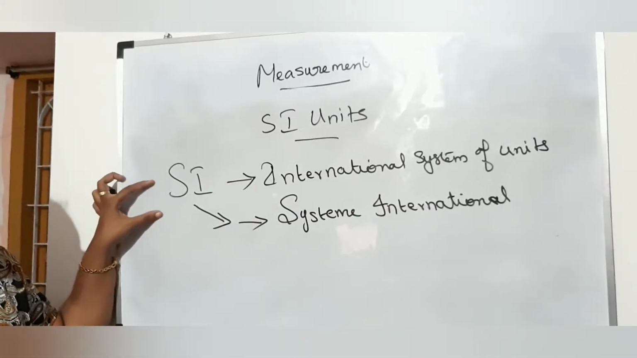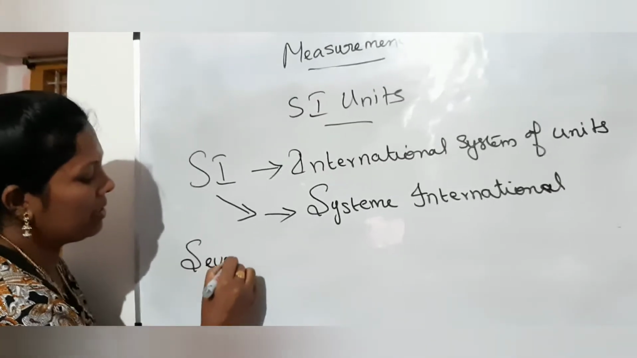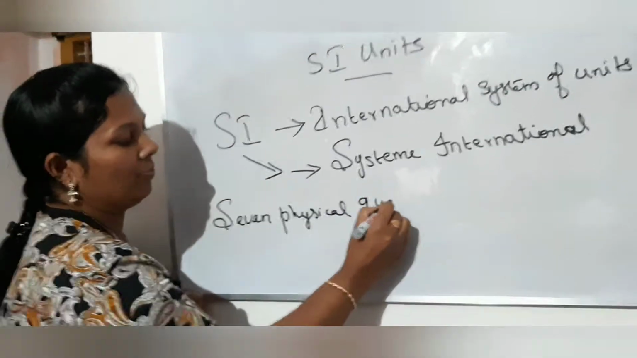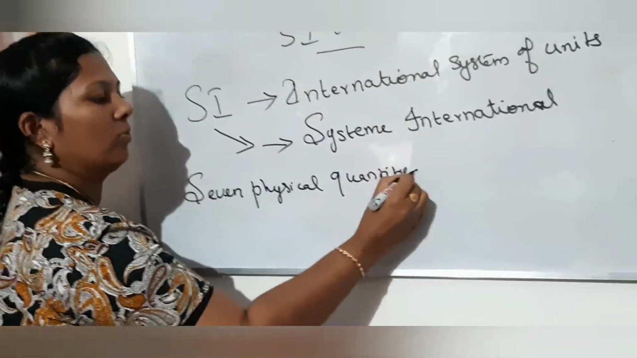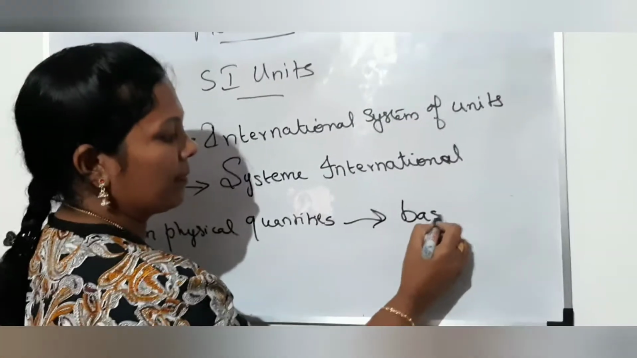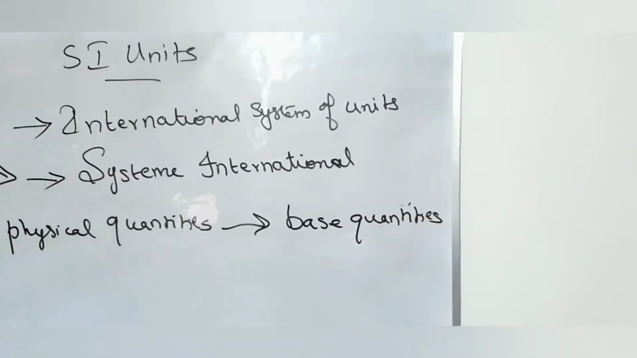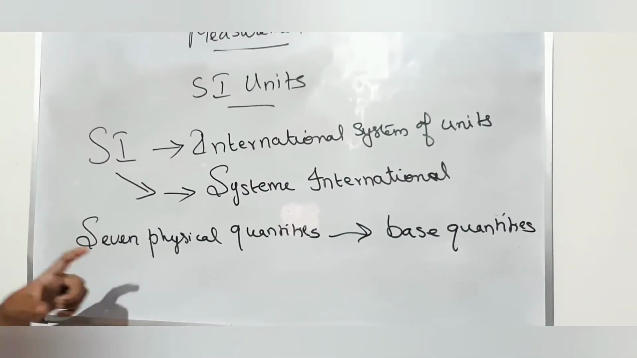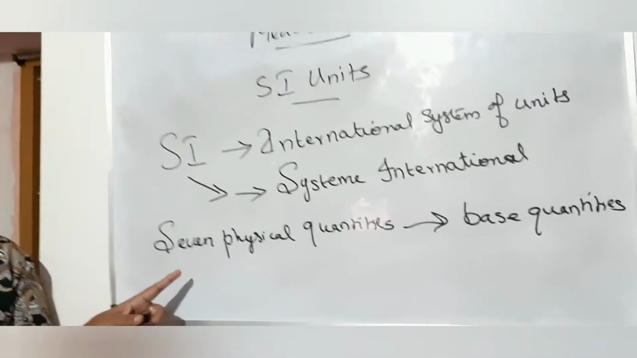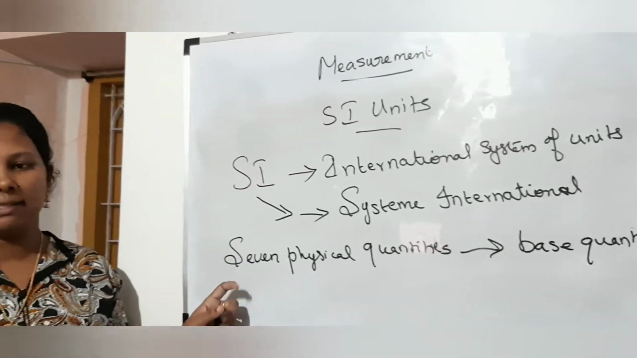So, under SI units, 7 physical quantities were selected as base quantities. They are length, mass, time, temperature, electric current, amount of substance and luminous intensity.